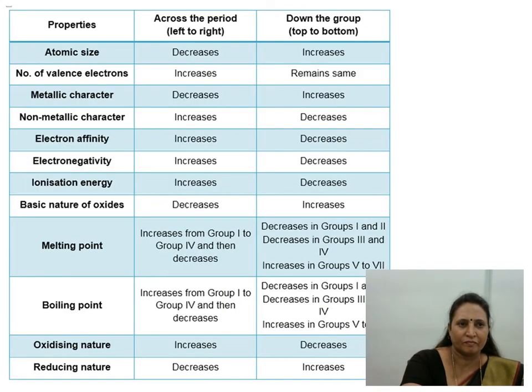So go through that. Again, this table gives an idea about the periodic properties, and other properties also, such as melting point, boiling point, oxidizing nature, reducing nature, what happens when we travel along a period, and what happens when we travel along a group, top to bottom. So again, go through this table. You can get an idea about this.